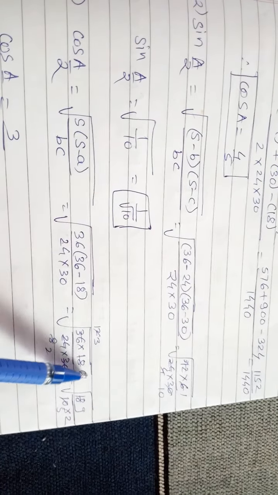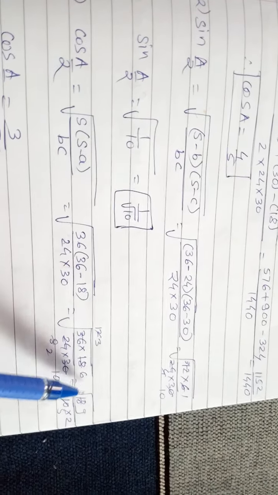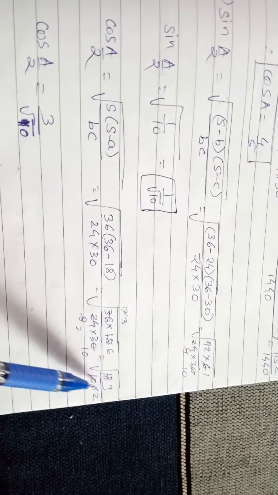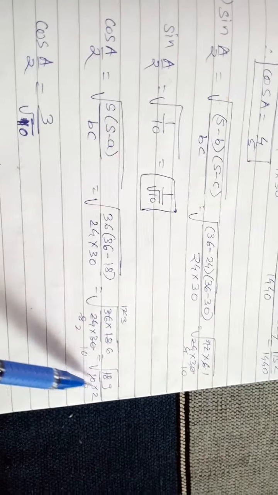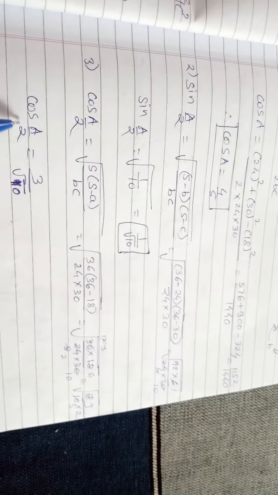And now taking the reduction, we get here root 9 upon root 10. So the square root of 9 is 3 and root 10 is as it is. So the value of cos A by 2 is 3 upon root 10. Now in this example we also find out tan A by 2. We already found the value of sin A by 2, and next we found the value of cos A by 2.